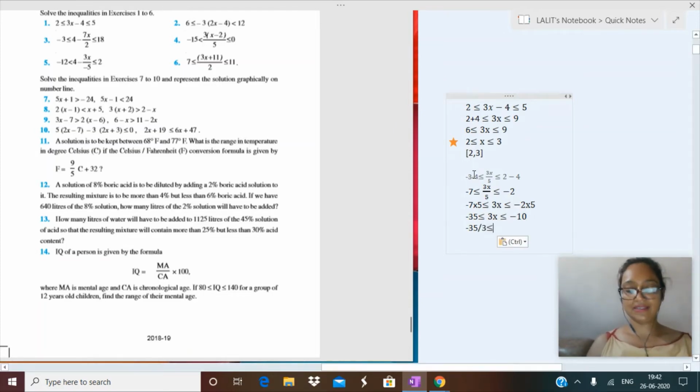Then we will have our sign, and this will be x. Then we will have our sign. Then this will be minus 10 divided by 3, right? So answer is minus 35 by 3 to minus 10 by 3. So if I want to write it in form of intervals, we can write it as minus 35 by 3, comma, minus 10 by 3. Like this. So this will be the final answer, right?